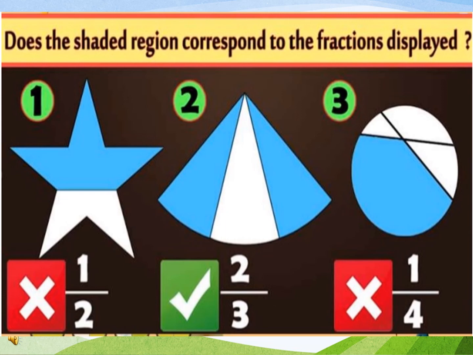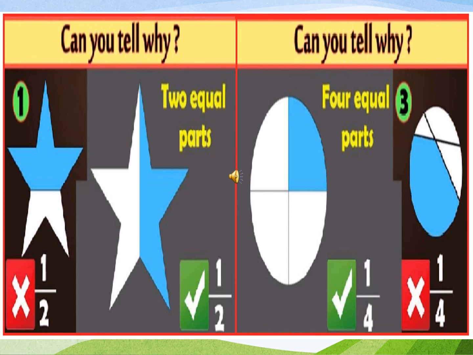So here is the description of the answers. Why were number 1 and number 3 not correct? Because for fractions the figure must be divided into equal parts.